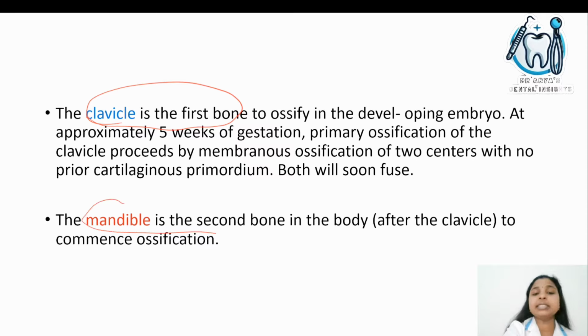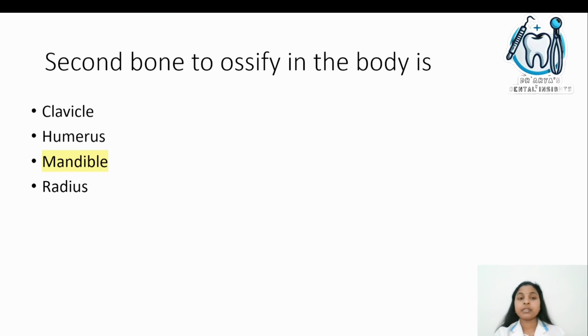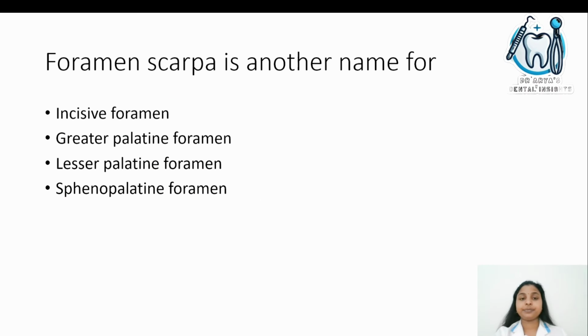And the mandible is the second bone in the body after the clavicle to commence ossification. So which is the second bone to commence ossification? It is the mandible. The first bone is the clavicle. So these are the two related questions. The second bone to ossify in the body is the mandible.